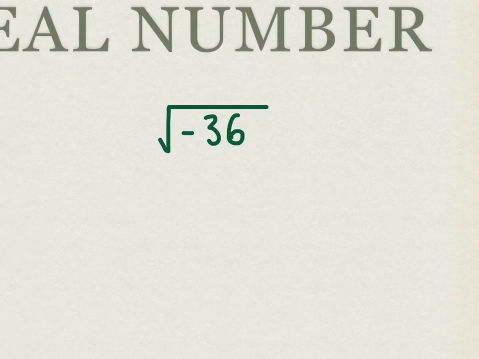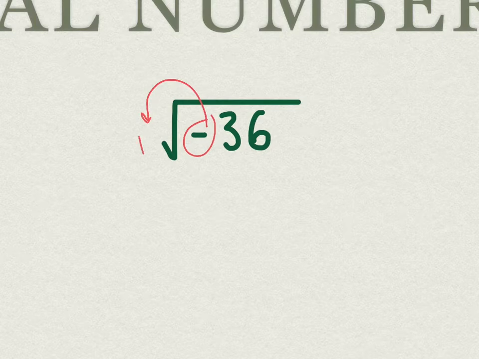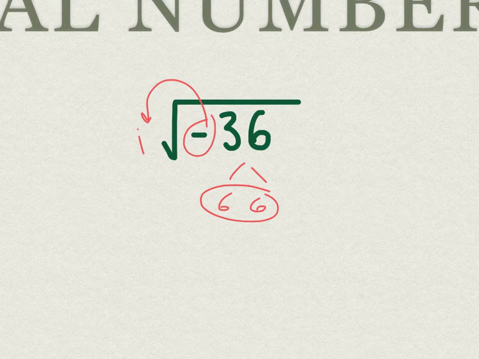All right, so let's do square root negative 36. So first thing we want to do is take this negative out, make it an i. And then we do the same thing as yesterday. What are factors of 36? 6 and 6. We have a pair of 6s that we can circle and take out. So what would our answer be here? 6, or i square root 6? 6 comes out of the square root. So it becomes a whole number 6, and then i.